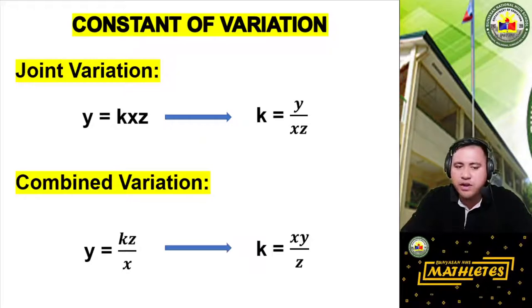Then for the combined variation, you can get the constant of variation by k is equal to the product of xy over z. Diba? Cross multiply, so that is kz equals xy, then all over z, that is k is equal to xy over z. This is the constant. This is how we will find the constant of variation.